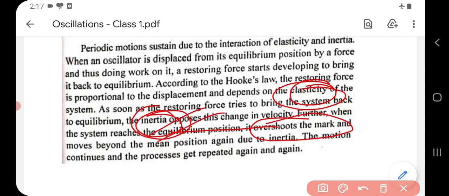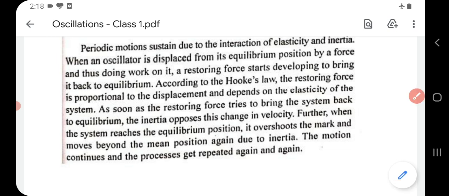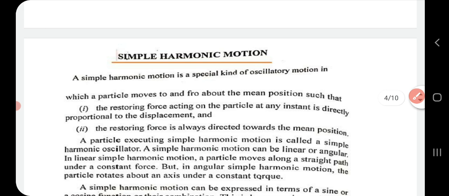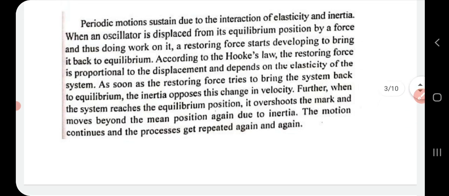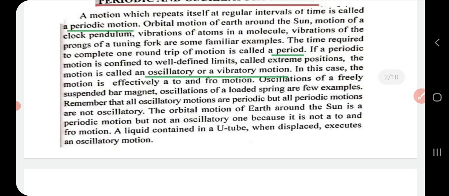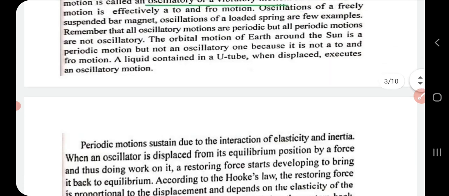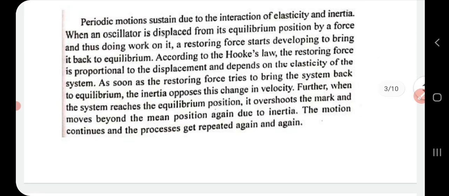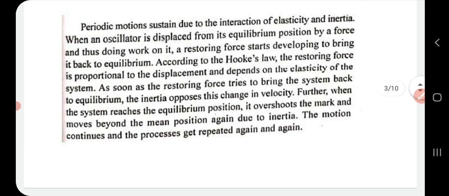So from this we can understand that the periodic motion of any object is always under the effect of two factors, which are elasticity and inertia. Now, just read this paragraph. From here you got three definitions. What is periodic motion? Give examples. What is period? Then what is oscillatory motion or vibratory motion? Give examples. This is just for your information. Just understand the concept. That is enough.